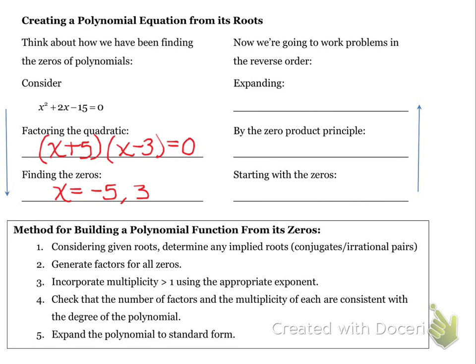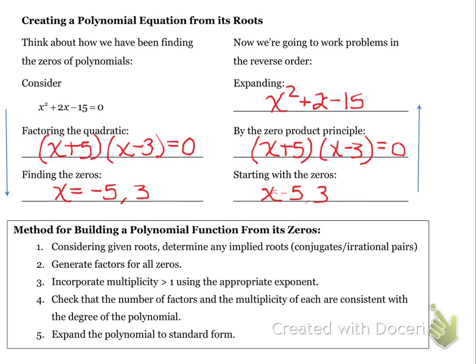So now we're going to work the problem in the reverse order. If we started with the zeros, x equals negative 5 and 3, then we could write the factors by using the zero product principle. So we'd have x plus 5 and x minus 3, and then we would expand it. We would FOIL this out, and we'd get x squared plus 2x minus 15.